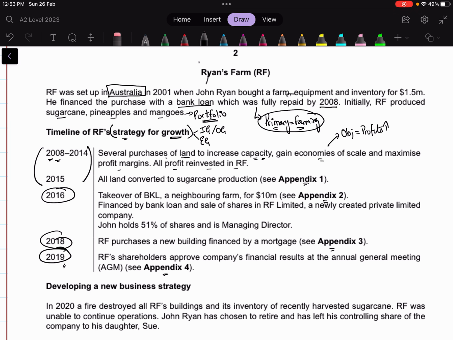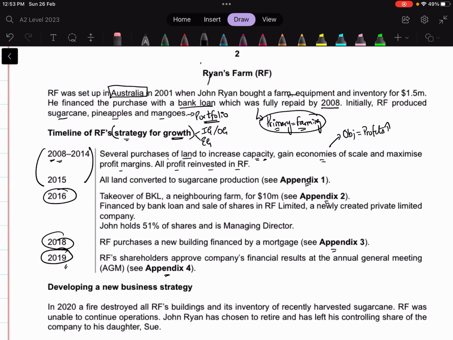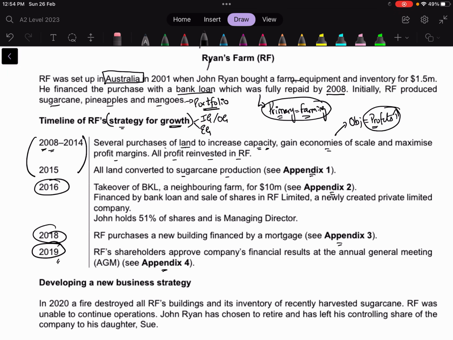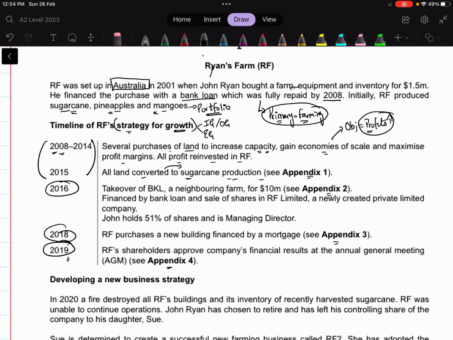Alright, let's move on. So all land converted to sugarcane production. What evidence can you find to prove that increasing profits may be a possible objective for this business? As you can see, the case study further mentioned that all land was converted to sugarcane production. Primarily, the business had been producing 3 different crops: sugarcane, pineapples, and mangoes. But now the land was converted to sugarcane production, and you can possibly determine the reason as to why the business did this.